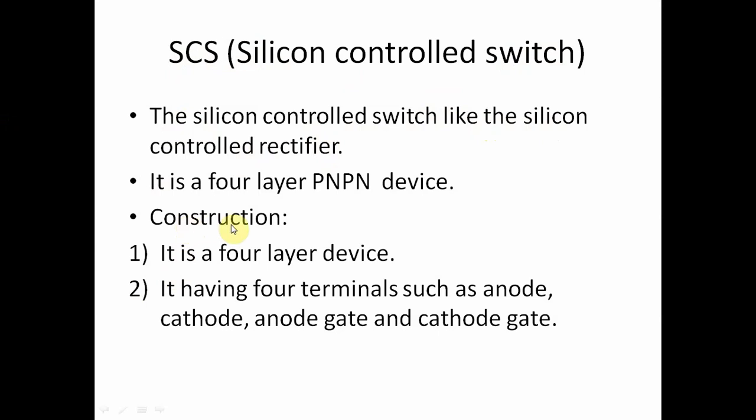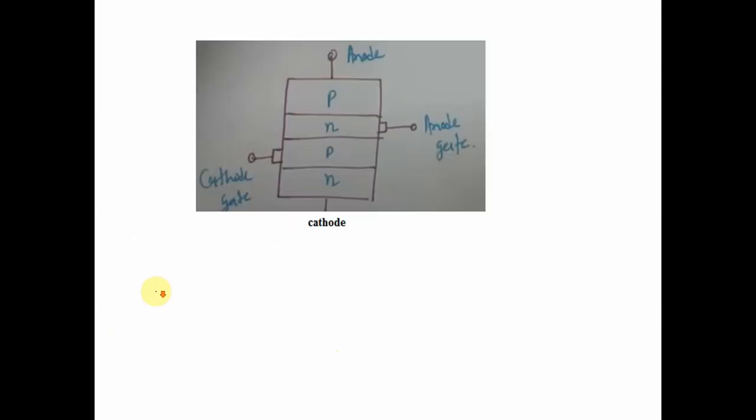Now we will study the construction of SCS. SCS is a four layer device. It has four terminals such as anode, cathode, anode gate and cathode gate. See here, this is the structure of SCS. SCS is a four terminal PNPN device, having an anode terminal, cathode terminal, anode gate and cathode gate.